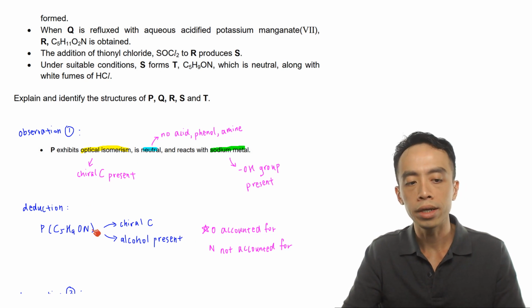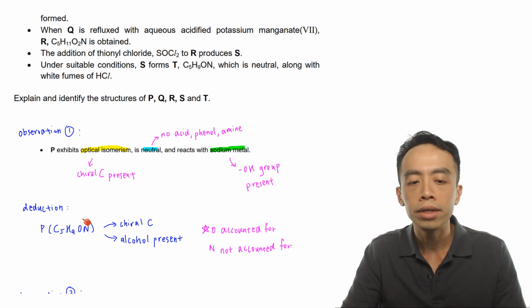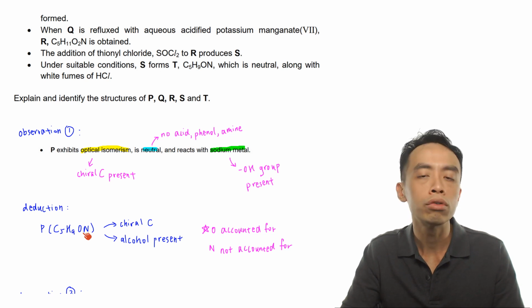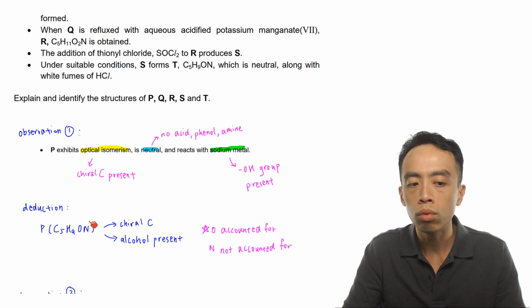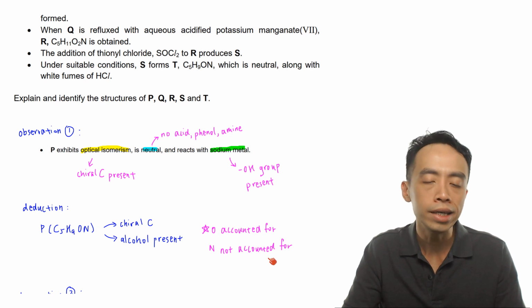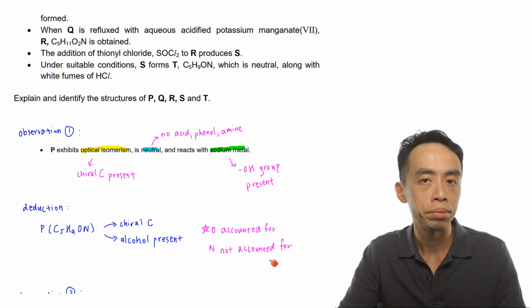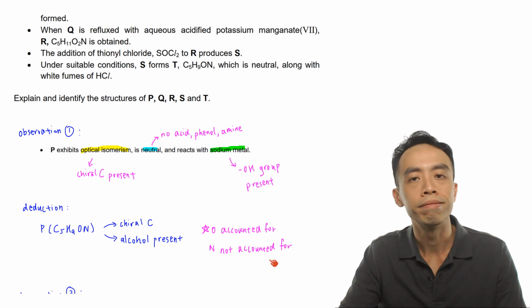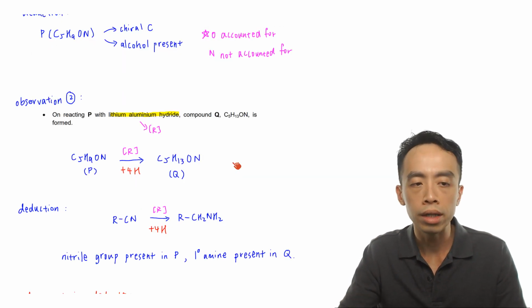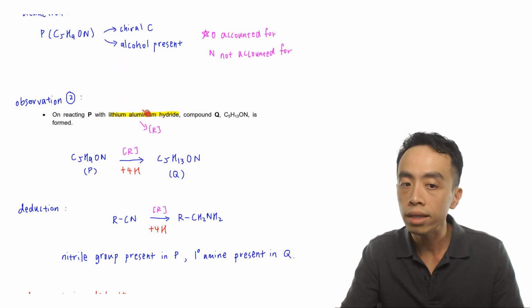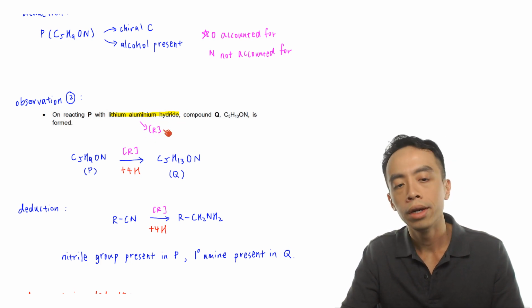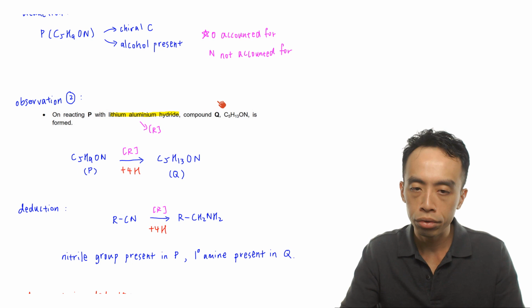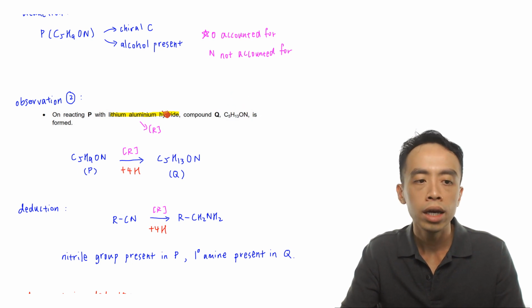So what this will mean is the identity of this oxygen, or the functional group that accounts for this oxygen, is accounted for, but I don't know what this nitrogen is, but at least I know that this nitrogen cannot be an amine functional group. Okay, moving on to the second deduction. On reacting P with lithium aluminum hydride, this is obviously a reducing agent, so we know that this is reduction. Compound Q, C5H13ON, it is formed.